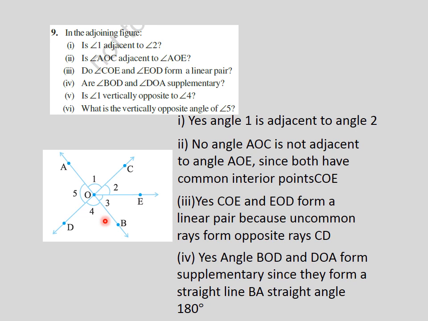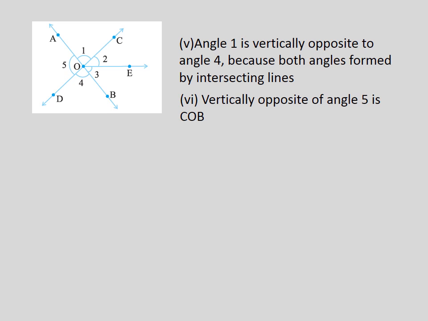So that is what we have written here. Angle 1 is vertically opposite to angle 4. And the vertically opposite of angle 5 is COB, which is formed by two angles, COE and EOB. Angle 2 plus angle 3.